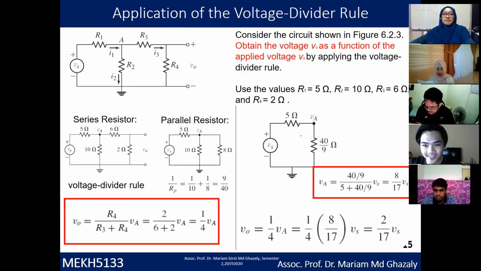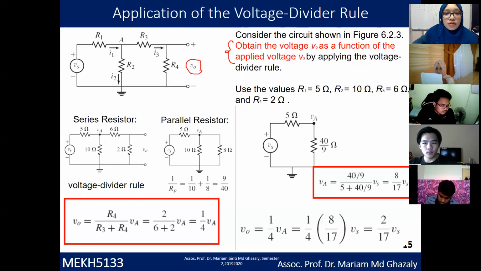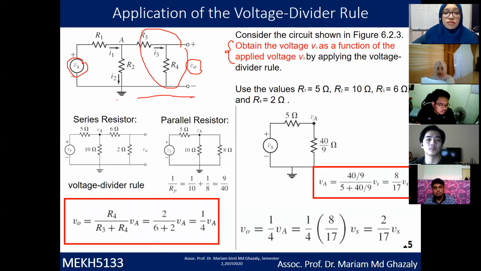Next, we go to the application of voltage divider rules. The question is, obtain the voltage V0 as a function of the applied voltage Vs. So they ask you to get V0 as a function of Vs. What you need to do is simplify the circuit first. How to simplify is by working from right to left until it's simplified into one loop only.